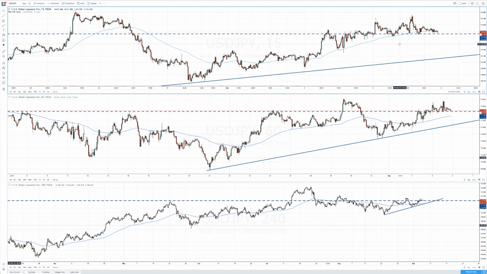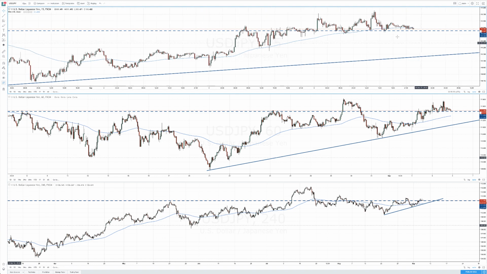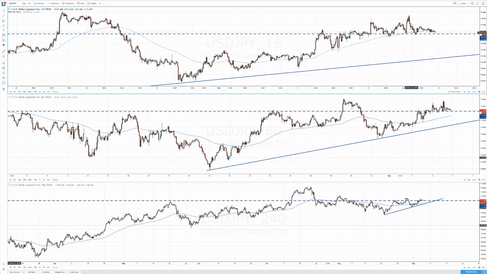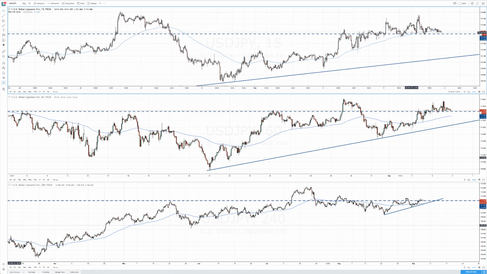Finally, we have the dollar yen, and the dollar yen is just kind of messing around at the moment and not doing anything all that interesting. So again, just waiting to see how this plays out over the next day or so.